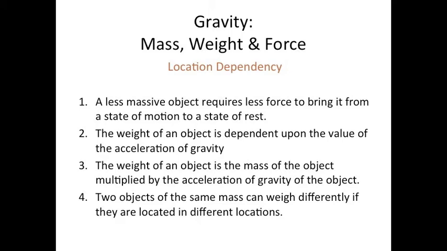This is how location, distance, and gravity are related, and it is called location dependency. For example, number 4, two objects of the same mass can weigh differently if they are located in different locations. Like, I weigh less on the moon than I weigh on the Earth or Pluto or whatever planet you may dump.